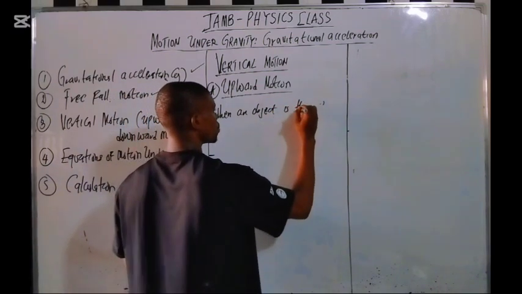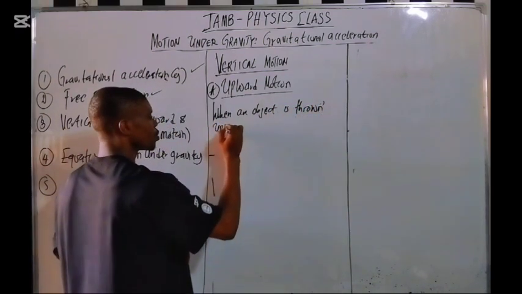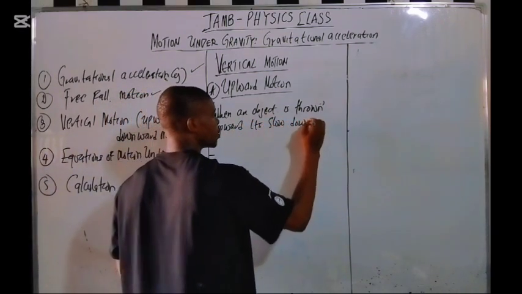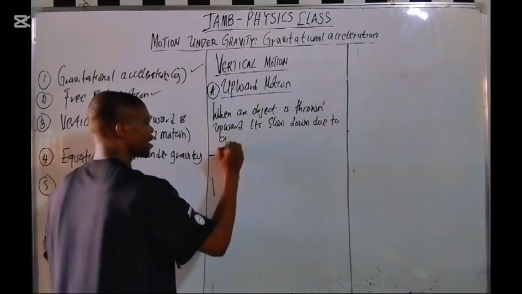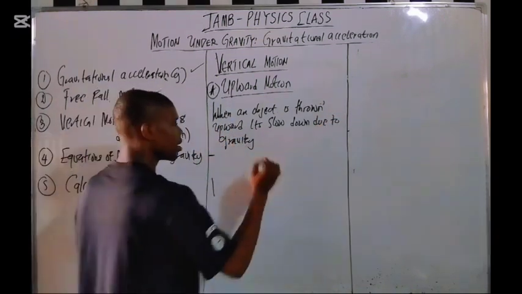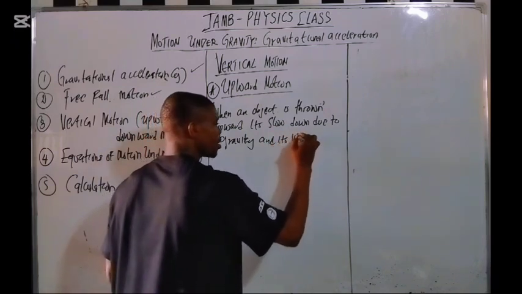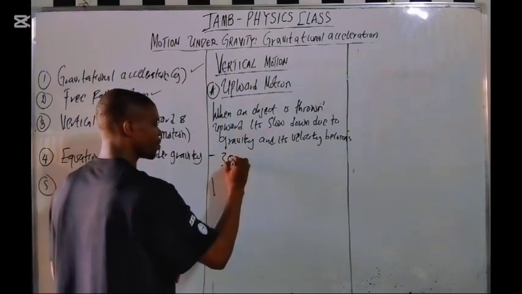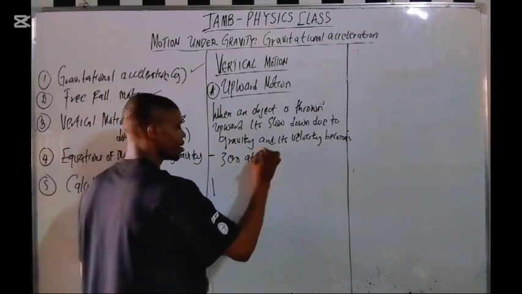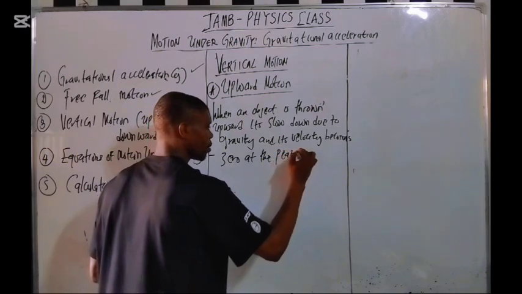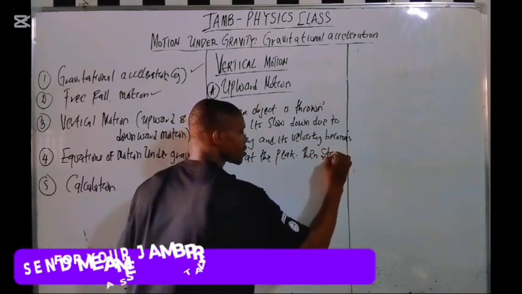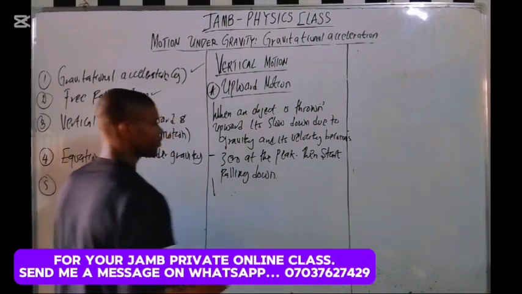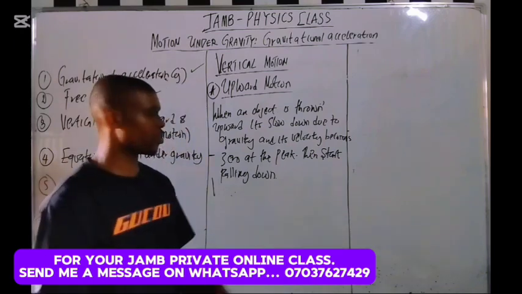When an object is thrown upwards, it slows down due to what? Gravity, and its velocity becomes zero at the peak, then it starts falling down. That is just what I've explained.